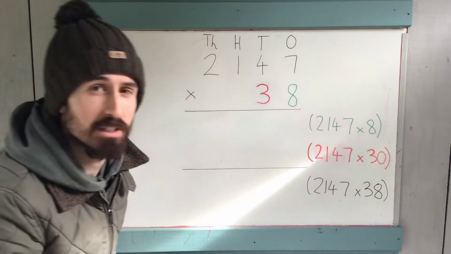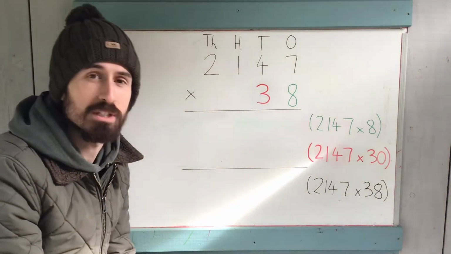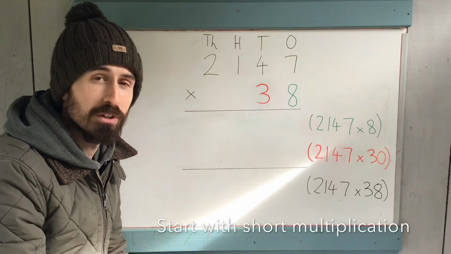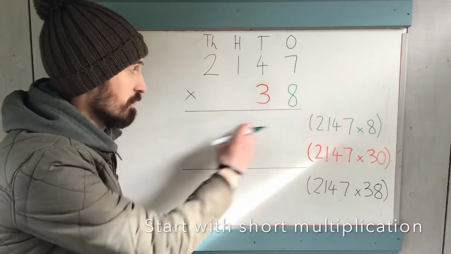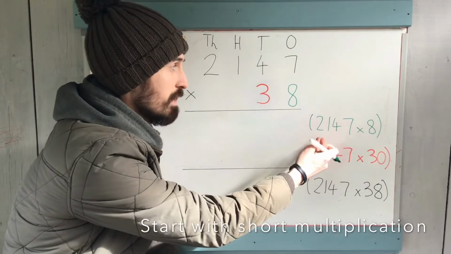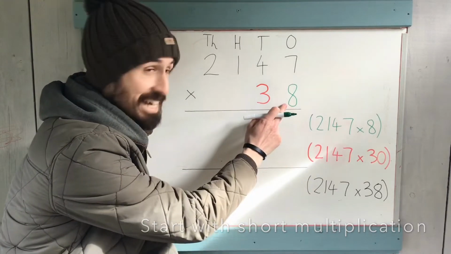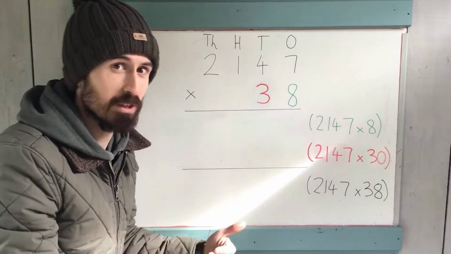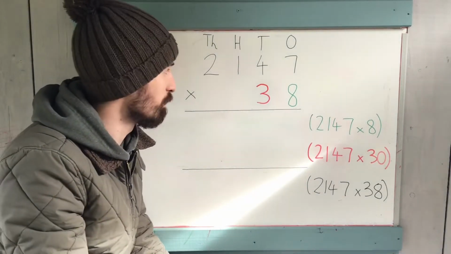So you can see here I've got the calculation, which is 2,147 multiplied by 38. Now we can build and develop on our short multiplication by beginning on this first line by saying that actually we're going to work out the answer to 2,147 multiplied by the 8, so I've colour coded it in green here on the first line. So we'll begin with that, which kind of just recaps our short multiplication.